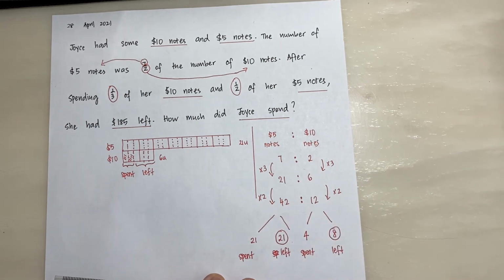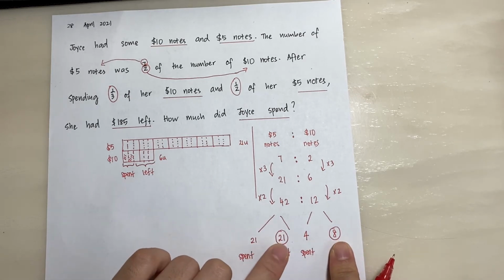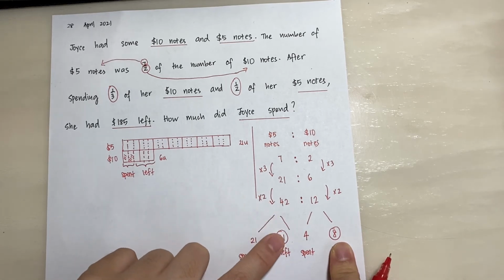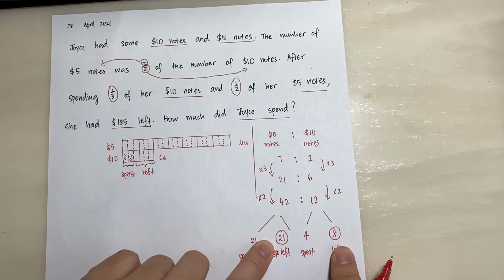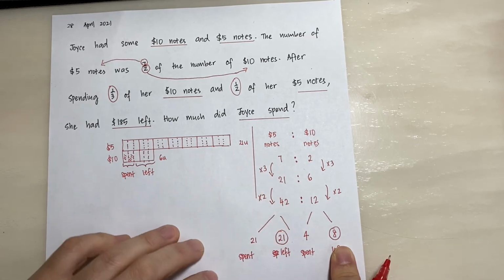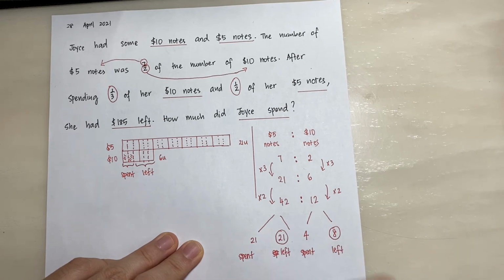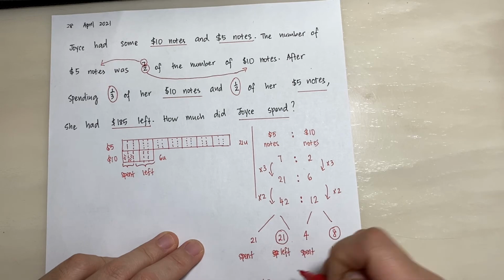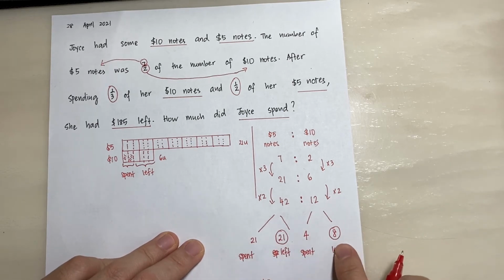Now I have a total of 21 parts and 8 parts. Now these are not the value of money. These are just the parts that represent the number of notes. So this is when the quantity times value will come. This is the number of the quantity of notes that is left, but it doesn't represent the value. So we could have this 21 parts, we will times this $5, and this 8 parts, we will have to times $10.